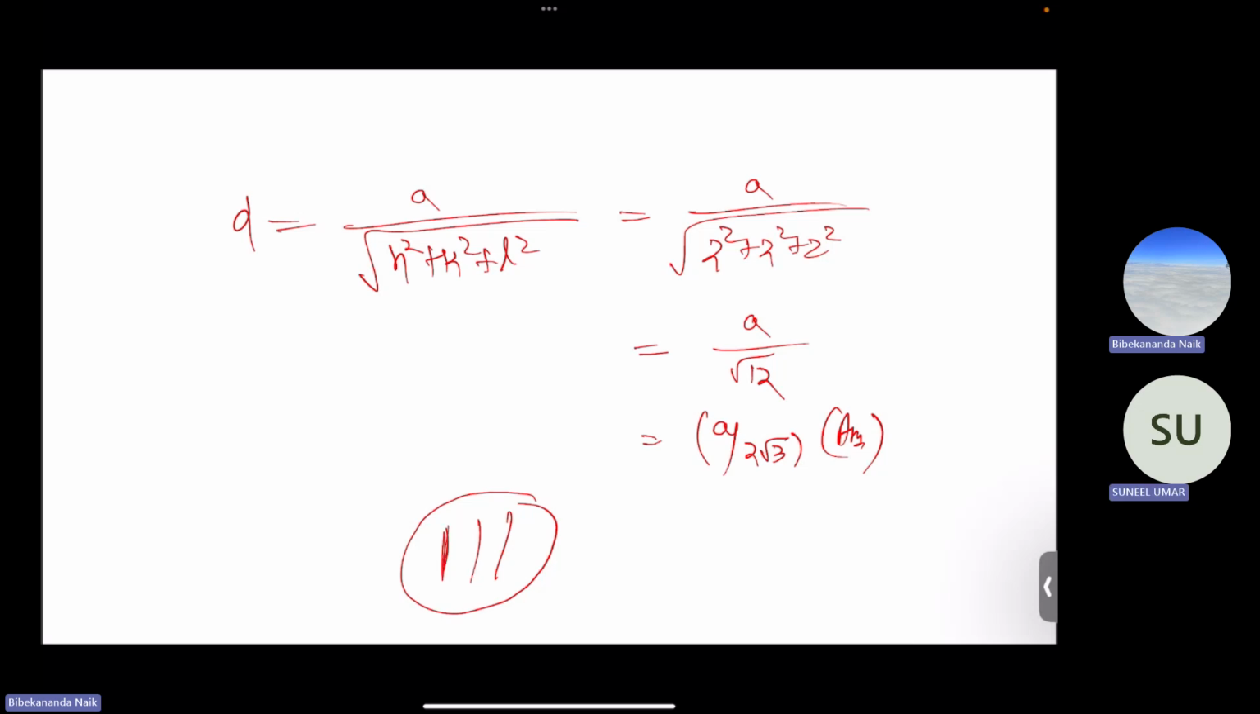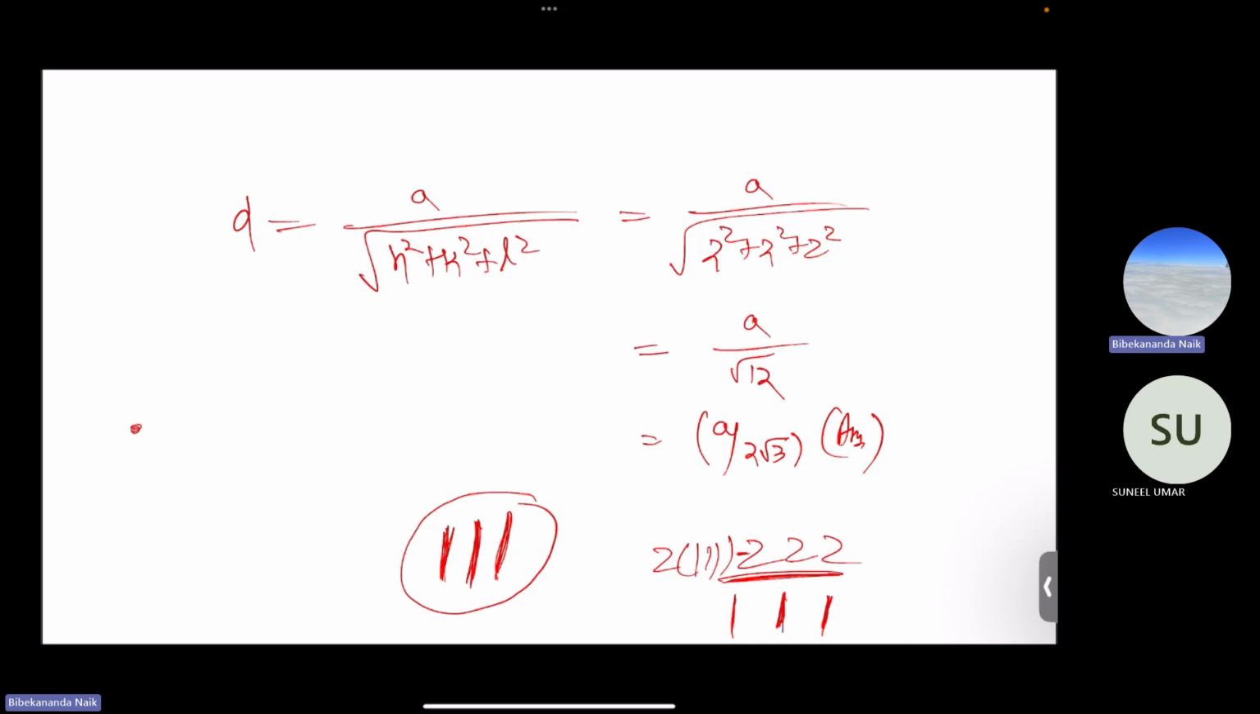That's why I am explaining. Suppose one plane is given as 2, 2, 2. Then this 2, 2, 2 will be parallel to 1, 1, 1. Because if you take the common factor 2 out, it will again be 1, 1, 1. Is it not? So what will be different between these two planes? The difference between these two planes will be the interplanar spacing.